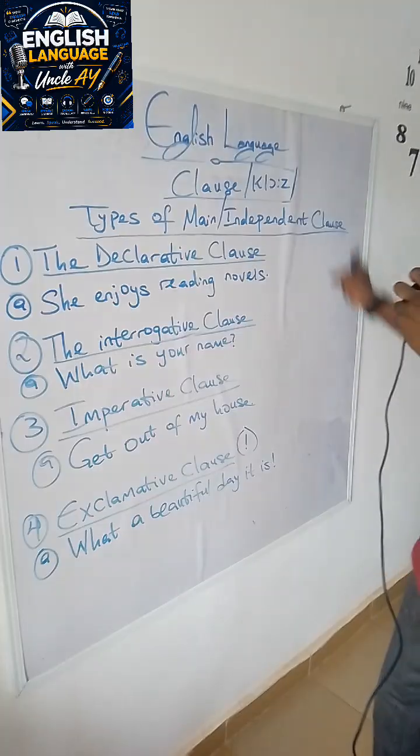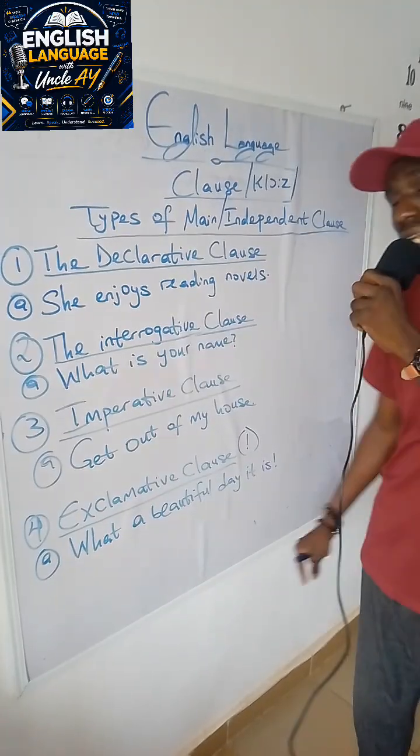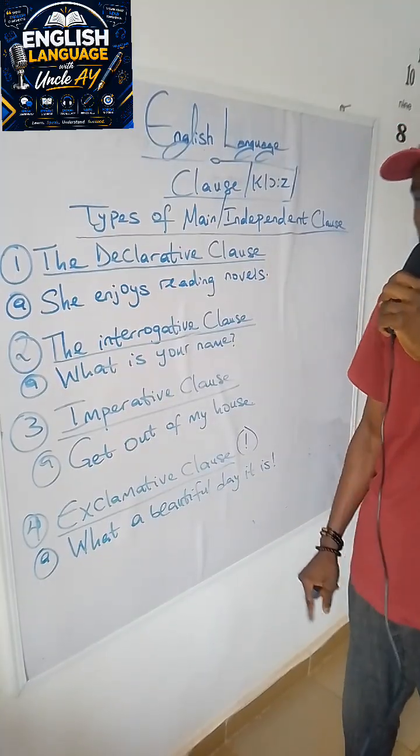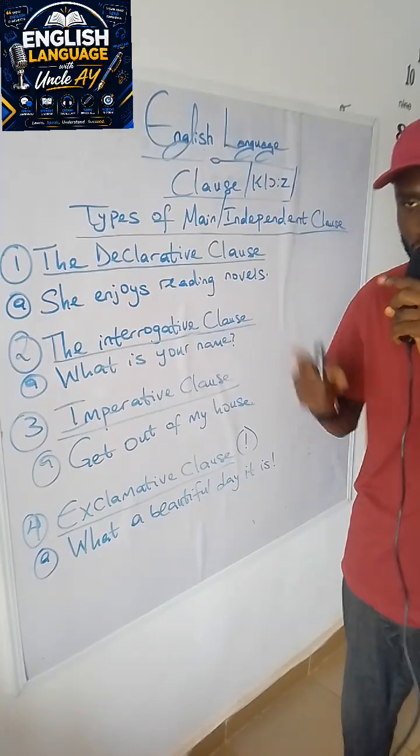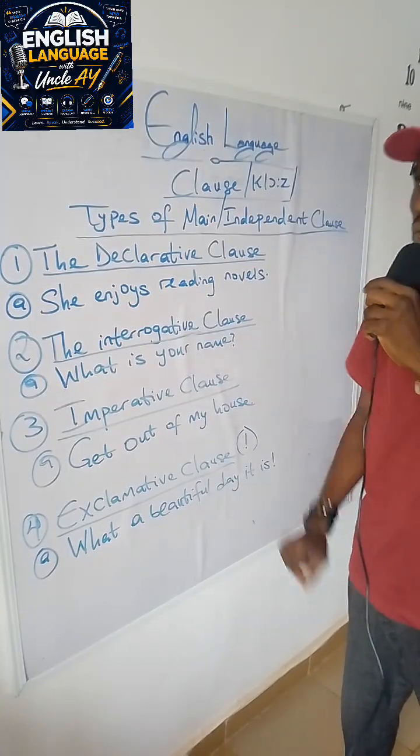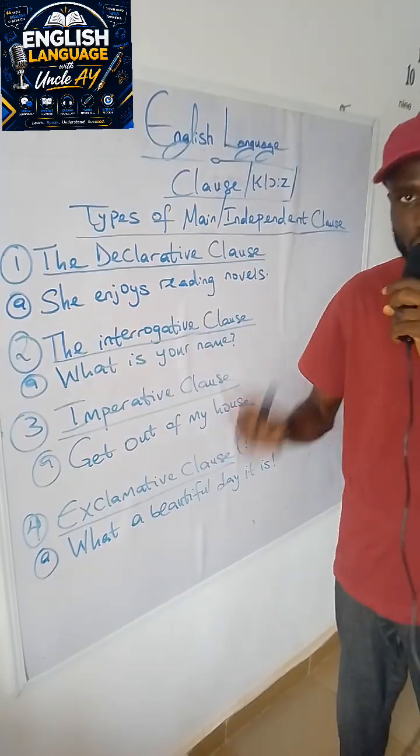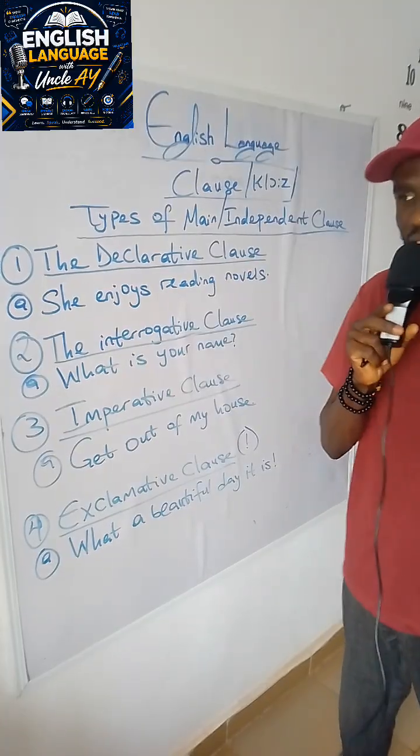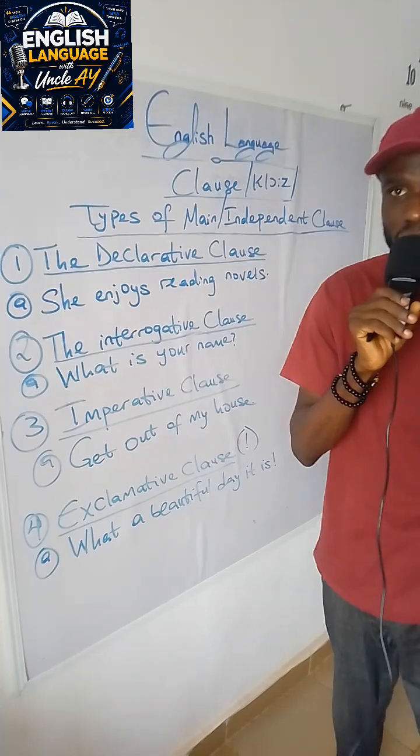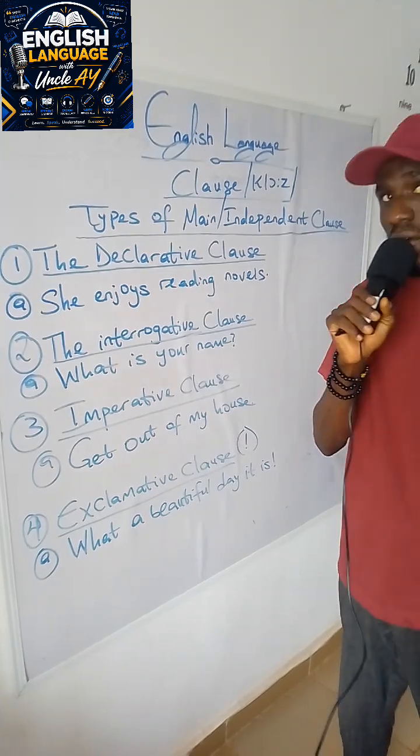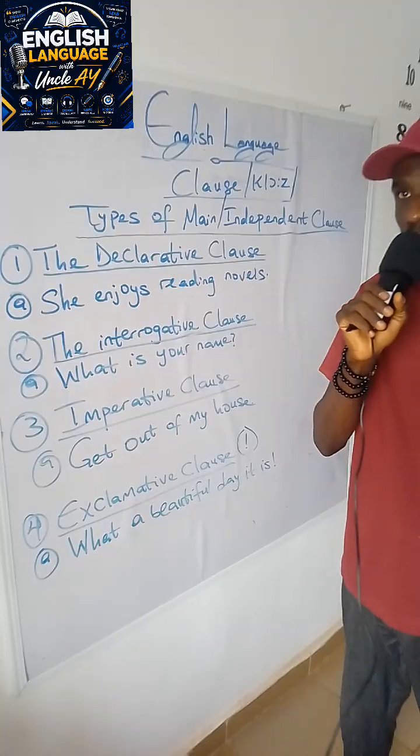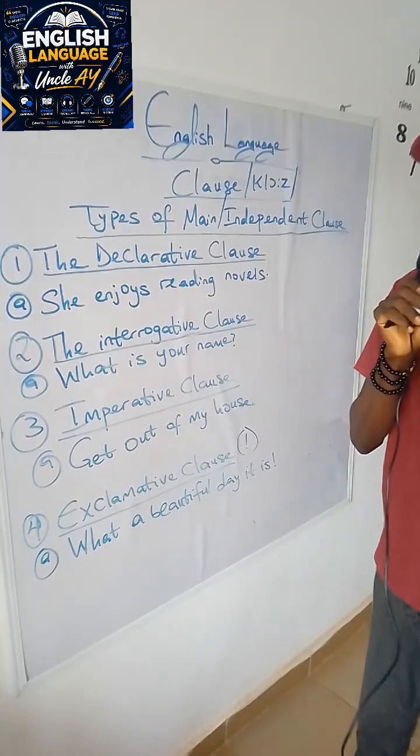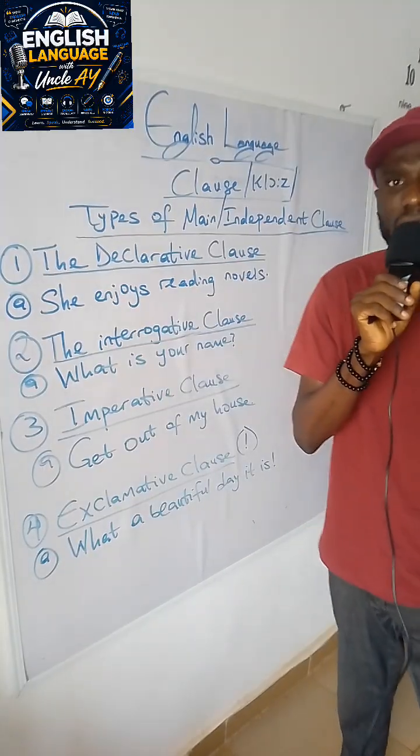So that said, this is all there is to the types of the main or independent clause. The very next topic we'll be looking at, well, more like we're still within the confines of clause, but we'll be looking at the second type of clause, which is the subordinate or the dependent clause. So that's the particular one that concerns students the most. It's a particular one that the exam bodies would always test students on. So I'll be seeing you in the next video where we'll be talking about the subordinate or the dependent clause.